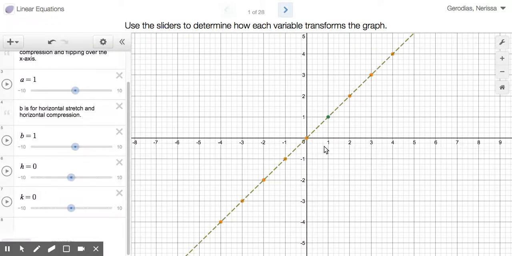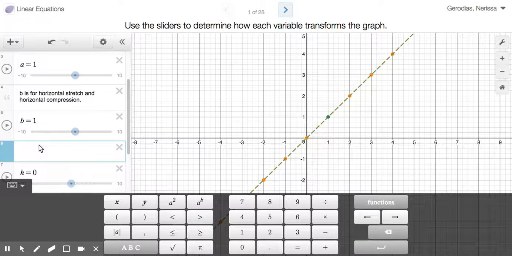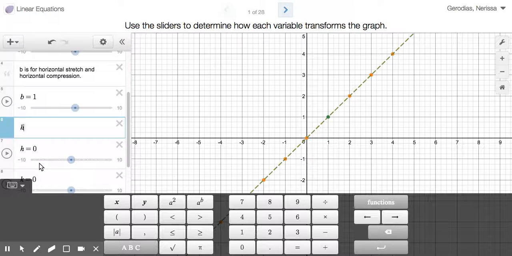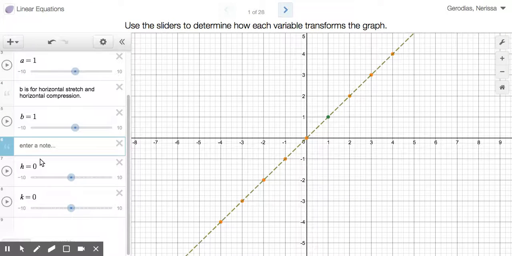Now H, what does H do? So again, I want you to look at the green point. When we make H equal to 1, the green point moved 1 step to the right. When we make H 2, it moved 2 steps to the right. So H is shifting the graph horizontally. If we make it negative, then the graph is moving to the left. See, the green point is moving left and right. Okay, so we say that H is for horizontal shift.